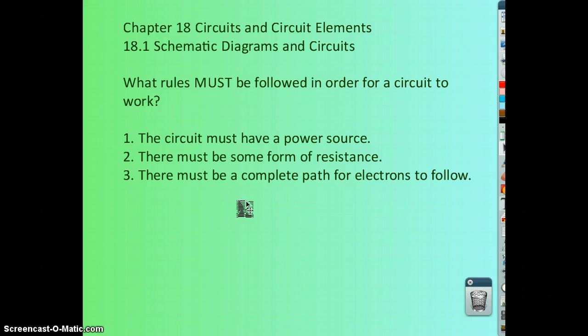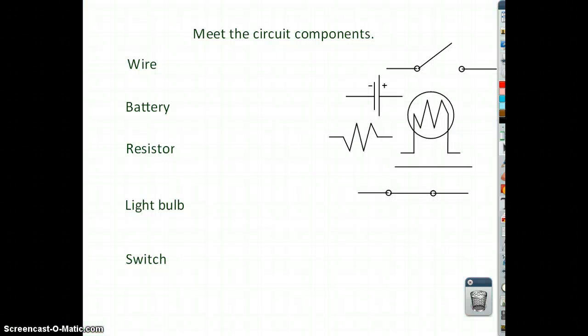And number 3, there must be a complete path for your electrons to follow. If you don't have a complete path, it doesn't matter how hard you push on the electrons, they're not going to go anywhere. And the bird. It's okay.